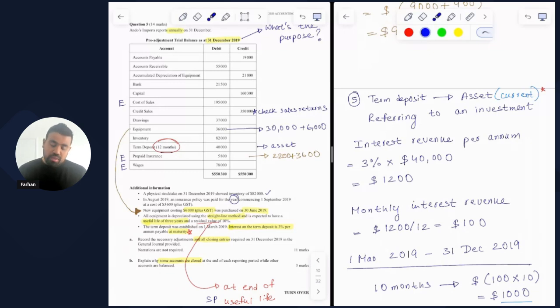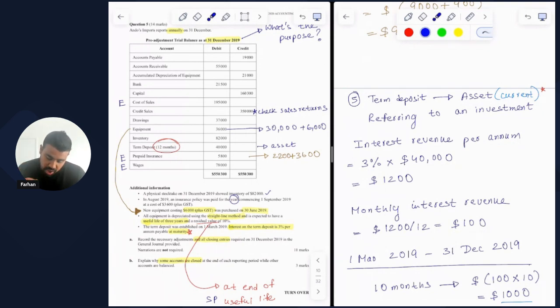So how do we find that interest? Let's use the annual rate of 3% per annum that's given to us to find the yearly interest income or the interest revenue that we can have. So the interest revenue per annum is 3% multiplied by the investment of $40,000, which is $1,200 in yearly interest, right? Now, the monthly interest revenue would therefore be calculated as $1,200 divided by 12, which is $100.